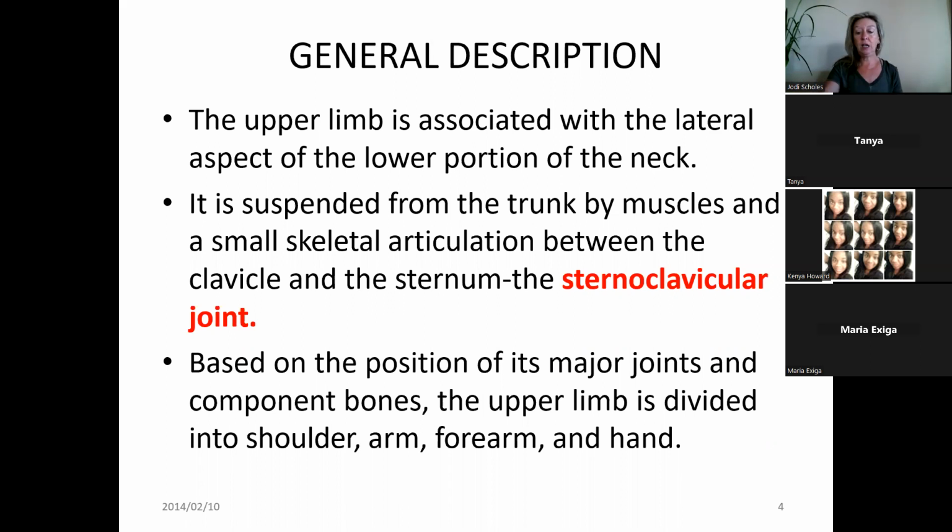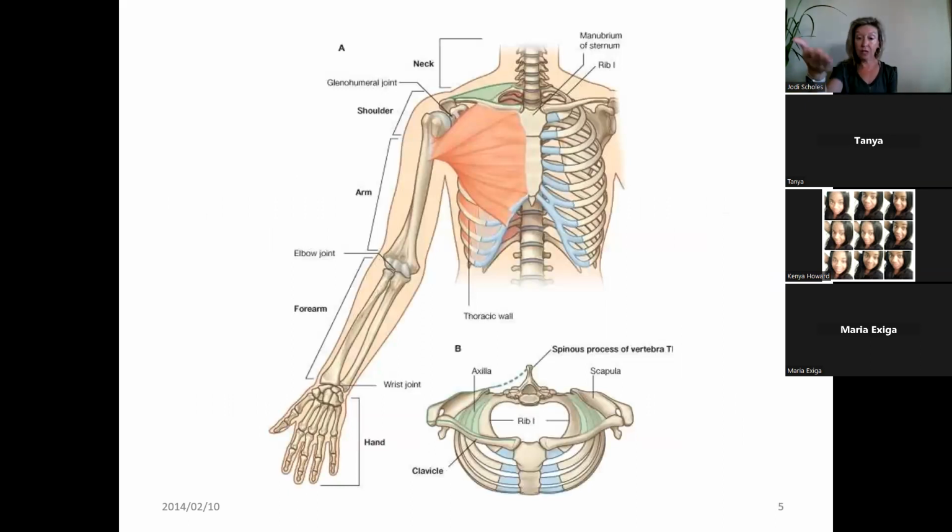So as you see, the upper limb has been divided into the arm, the forearm, the wrist, and the hand. Remember, it's an upper limb: upper arm, shoulder, arm, forearm, wrist, hand, as you saw in our image.